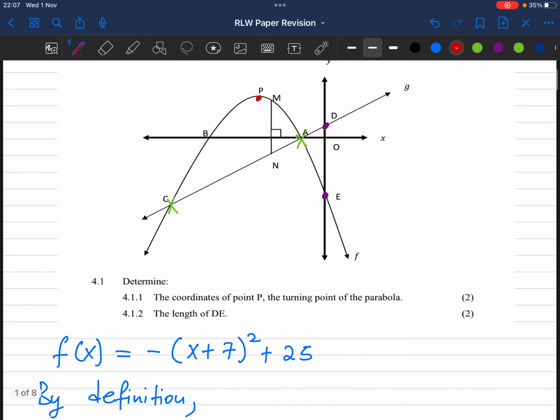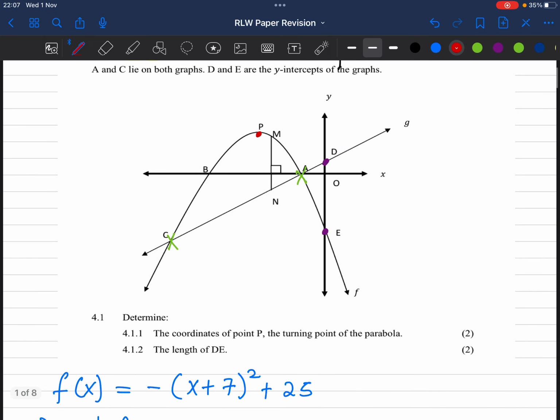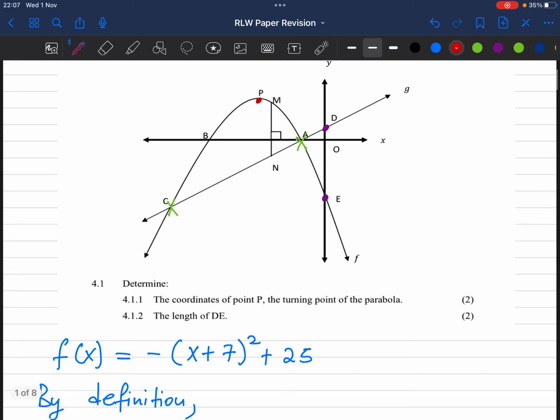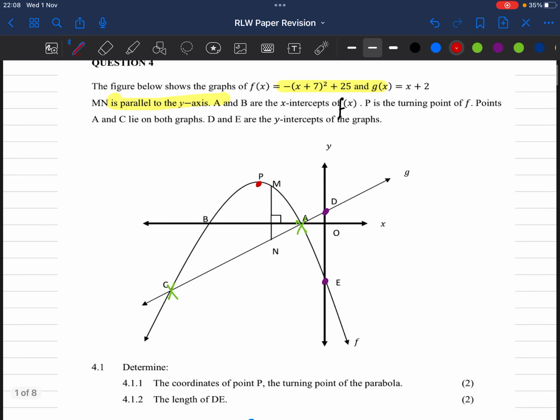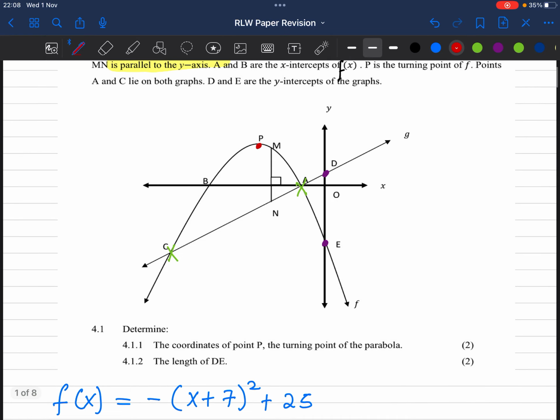Now, let us go to 4.1.2. We want to find the length of DE there. How can we find the length of DE?